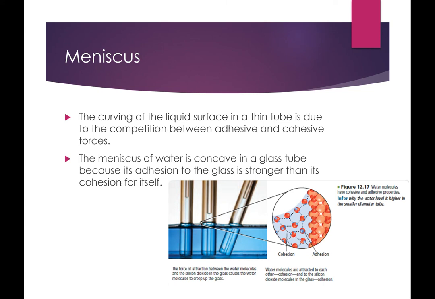Cohesion and adhesion is also what causes a meniscus. A meniscus is the curving of a liquid in a tube. So if you look at these here, I'm drawing their meniscuses, it is not perfectly flat. It kind of makes this little U-shaped bend. And again, this is because of adhesion. The water molecule sticks to the side of the glass, and then cohesion forces will pull other molecules along up next to it.